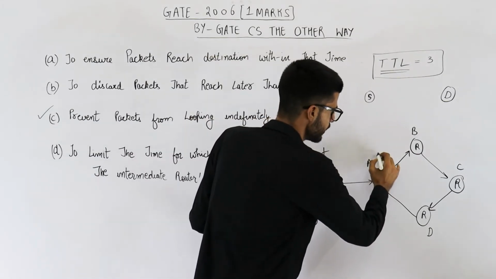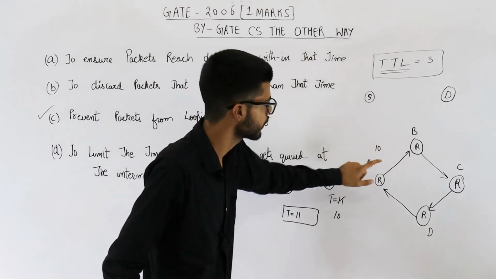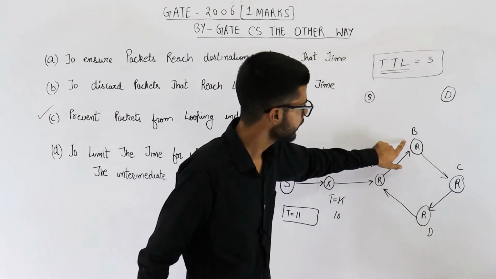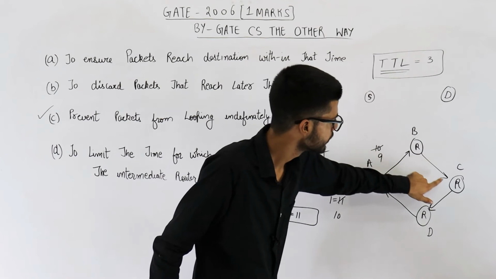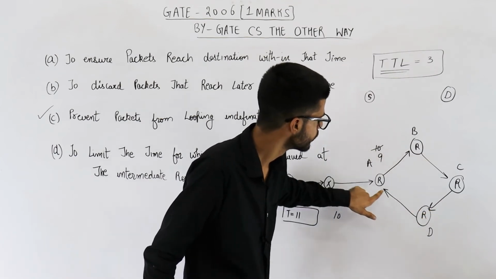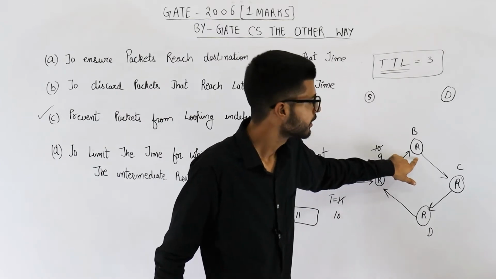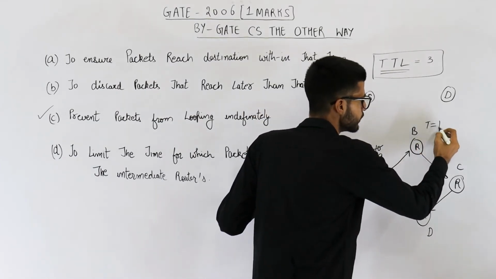What will this do? It will receive TTL equal to 10 and reduce it to 9. Okay, so this one has reduced to 9. Then 8, 7, 6, 5, 4, 3, 2, 1. Now when this packet is forwarded, router B is going to receive TTL equal to 1.